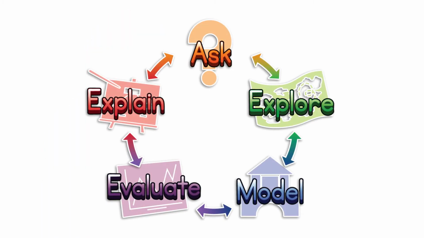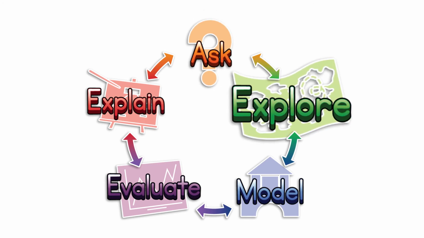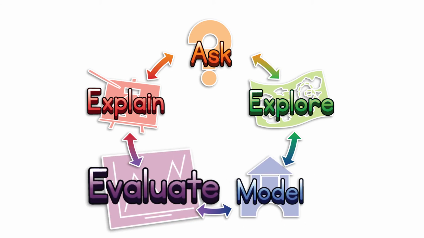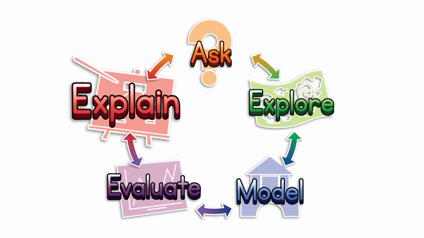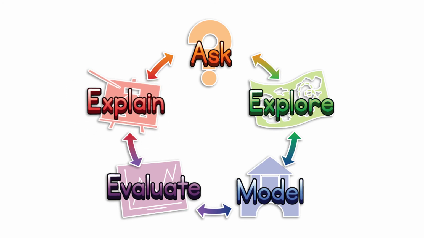You are going to use the engineering design process to guide your code design today. This is the step-by-step process that asks a question, explores possible answers to that question, creates models of what the answer might look like, evaluates the answer, and finally explains why that answer works. Let's break down each step of the process for your code design.